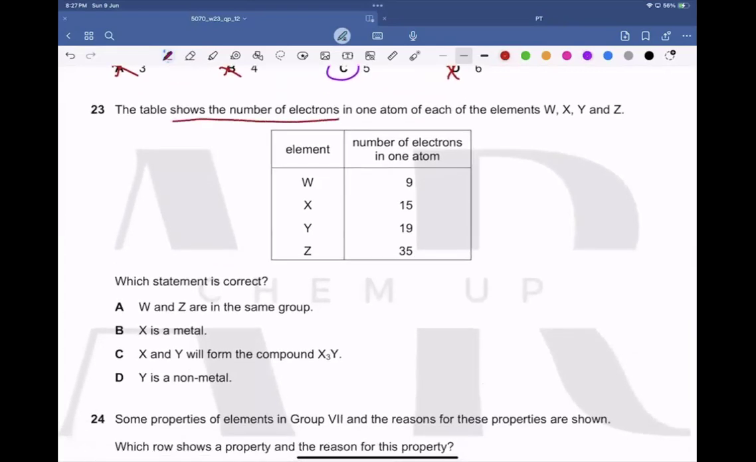The table shows the number of electrons in one atom of each of the elements W, X, Y, and Z. Which statement is correct? Okay. It has a 9, so it means 2 and 7. If I write the electronic configuration, it's 15. So 2, 8, and 5. It's 19. So 2, 8, 8, and 1. And it's 35.